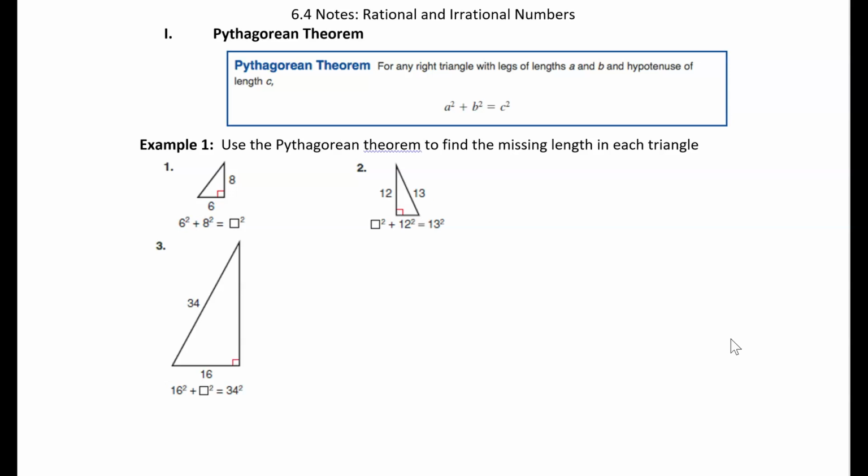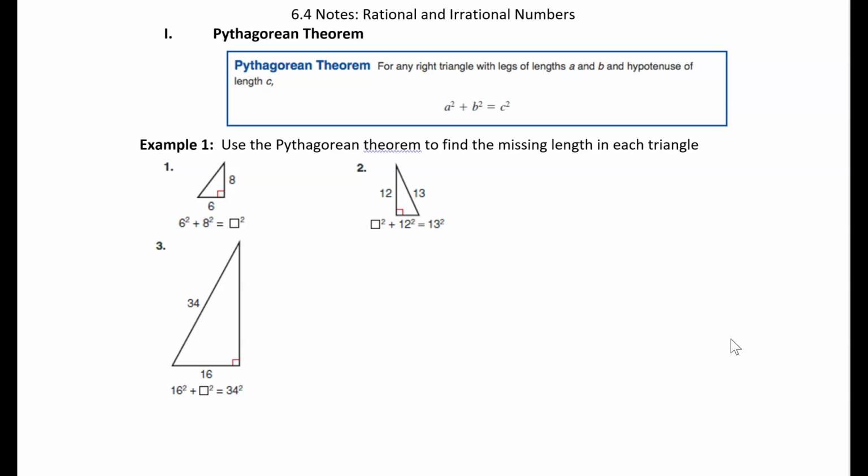Hi there. So welcome to 6.4, which is on rational and irrational numbers. We are going to start by talking about the Pythagorean theorem. And this is going to be sort of woven through some of the sections at the end of this class, and then it's also going to be woven through Math 149 if you go on to take that class.